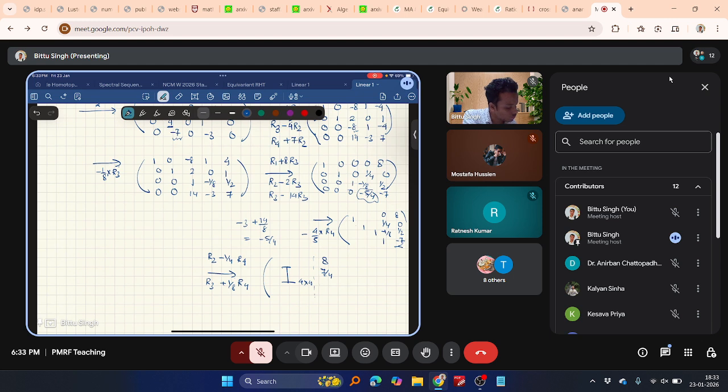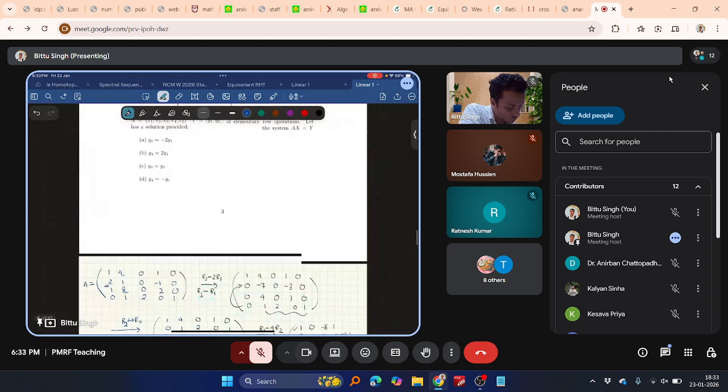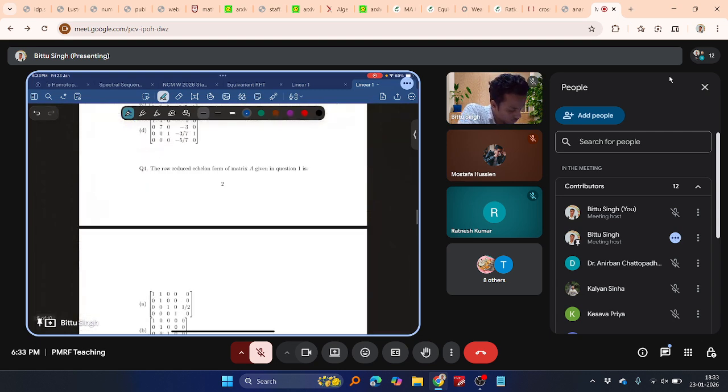Then R3 plus 1/8. So R3 means half plus 1/8 times minus 7. So minus 7 by 8. Okay. So this is minus 3 by 8 and minus 7. So this is how the row reduced form will look like.